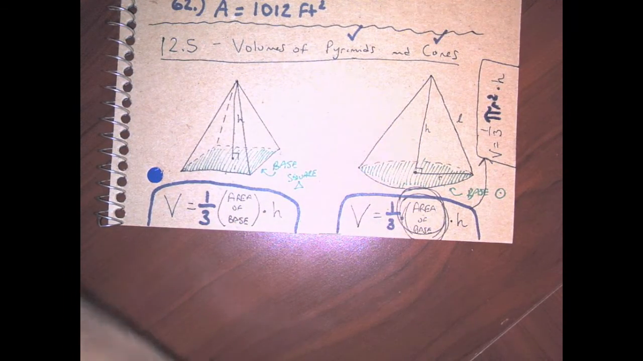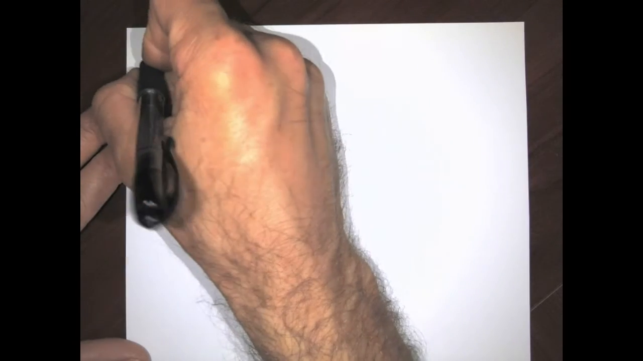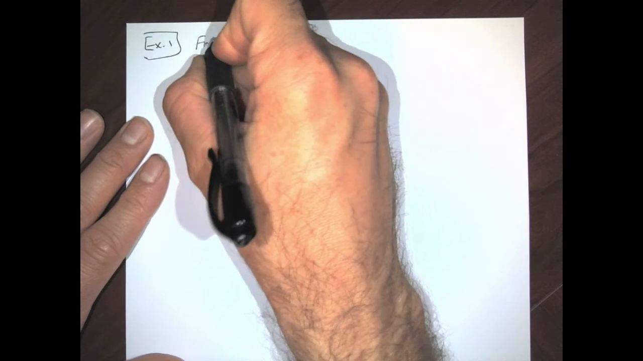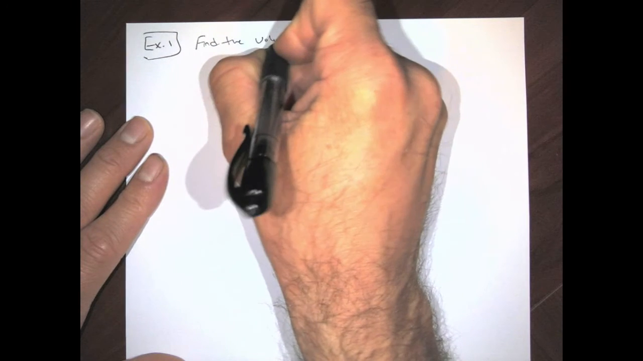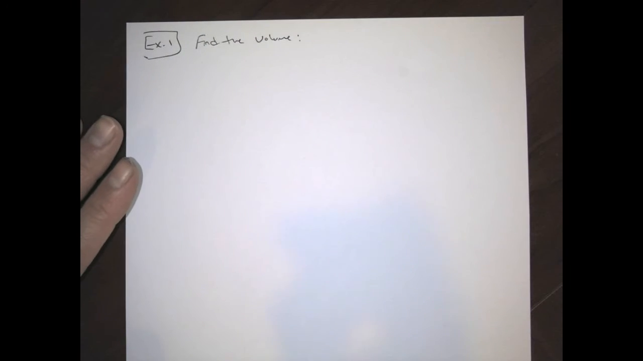A little different. We're going to play with these today. We're going to throw some questions at you. So let's get started on some bright white paper. What do you say? Example 1. Let's do this, folks. Find the volume.